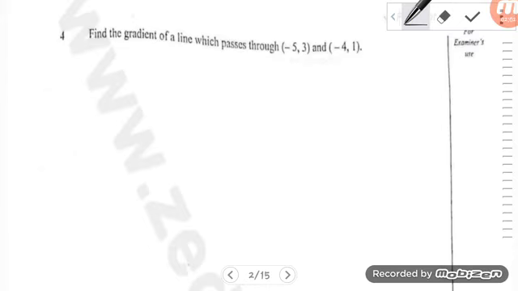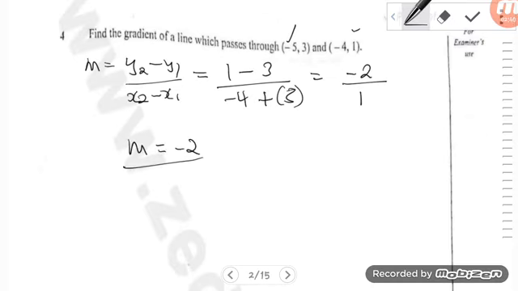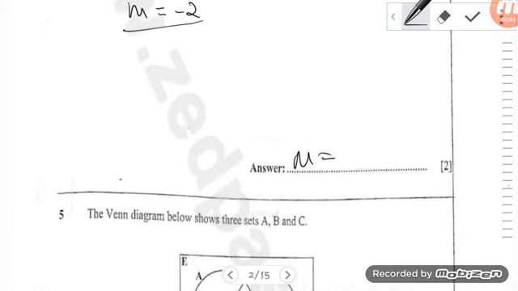Question 4 says find the gradient of the line which passes through negative 5, 3 and negative 4, 1. So we know that gradient is equal to y2 minus y1 over x2 minus x1. Our y2 is 1 and our y1 is 3, over negative 4 minus negative 5. Since there is a negative there and we have a negative there, it becomes positive. So we're having negative 2 over negative 4 plus 5, which is 1. So our m is negative 2. So here we are saying m is equal to negative 2.